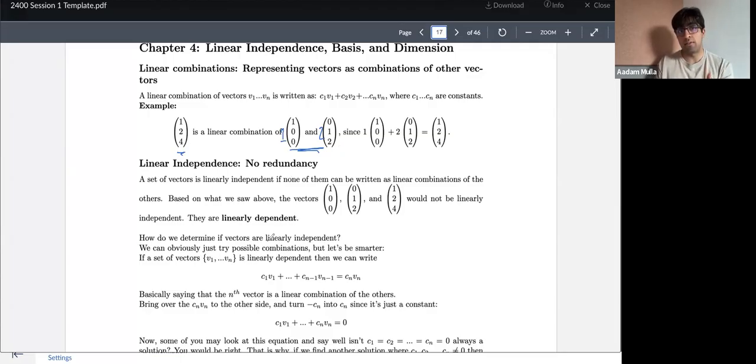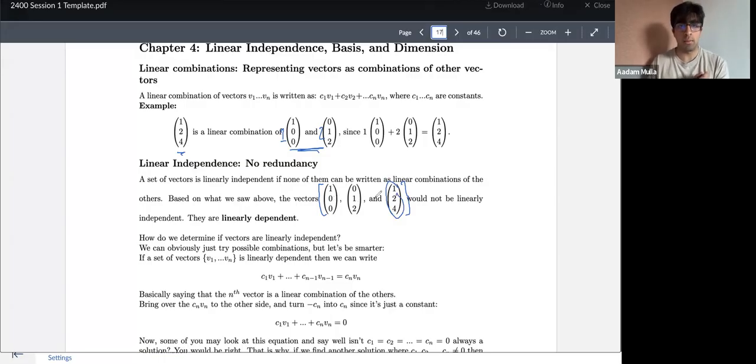Now, when you have a set of vectors, we can call them linearly independent or linearly dependent. Linearly independent means that, say we have a set of these vectors, we go to each vector and ask, can this vector be made as a linear combination of the other vectors? In this case, these would not be linearly independent, because we just showed that this vector can be 1 times this vector plus 2 times that vector.